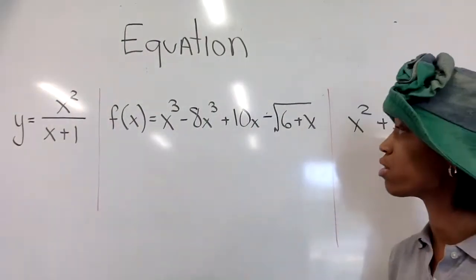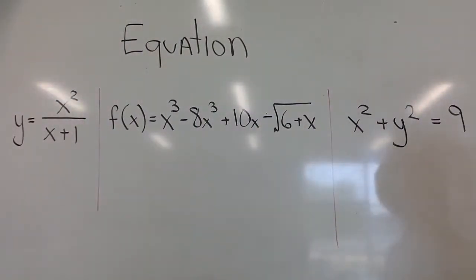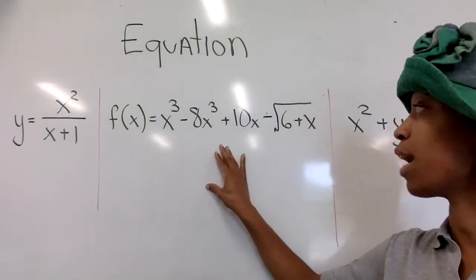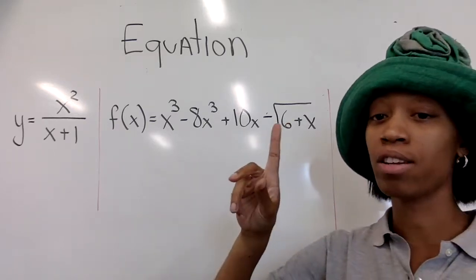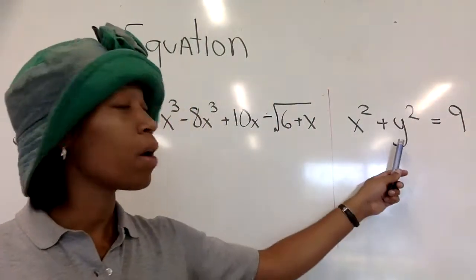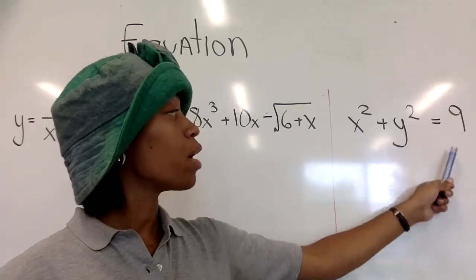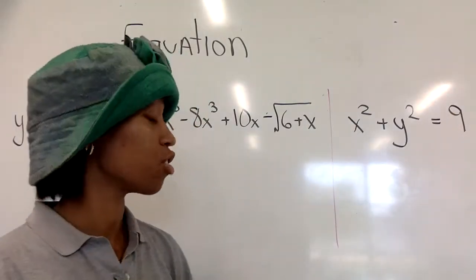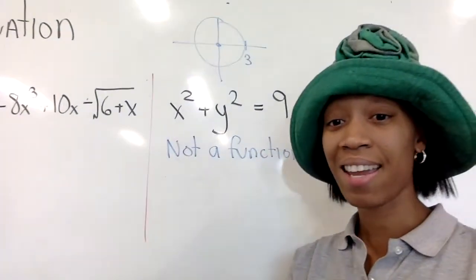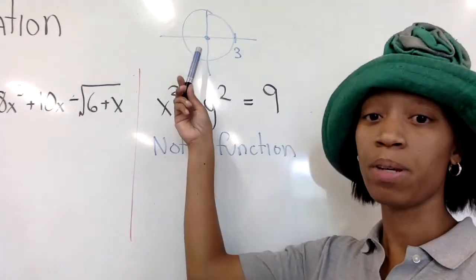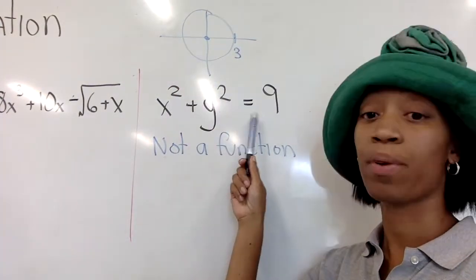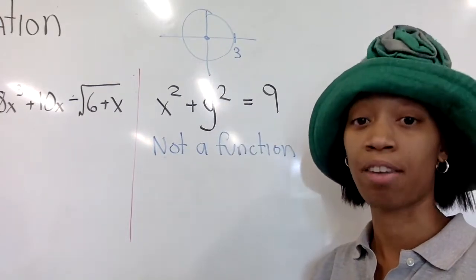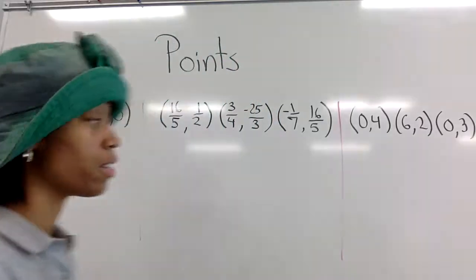How about these equations? Which one of these equations is not a function? There's no really restrictions that we have to look at here with functions. The only thing to look out for is when we have a y squared. When we have a y squared in here, it's going to make two possible values for y, so this is not a function. And if we were to graph this, it would be a circle with a radius of 3. This is an equation for a circle with a radius of 3, and that would definitely let us know that it's not a function.